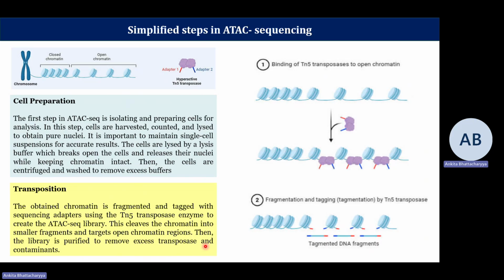library. So the first step is your cell preparation, where you are lysing nuclei, keeping the chromatin intact, which you then centrifuge and wash. Then you fragment it and tag it using some sequencing adapters, like we just mentioned, which includes the transposase enzyme that helps in ATAC-seq library generation. And then the library is purified, excess transposase and other contaminants are removed.